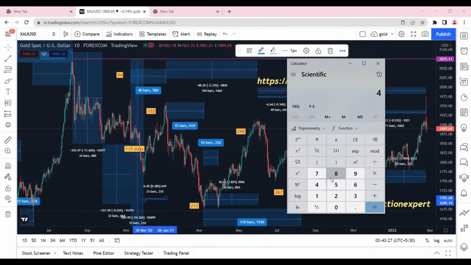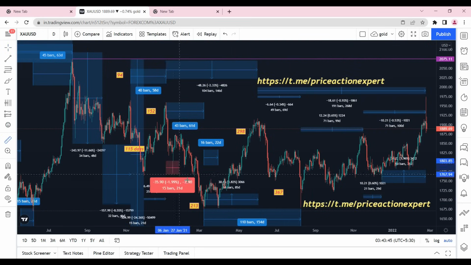So 48 divided by 37 is equal to 1.2972. Into 48 is equal to actually 62 days. From here to here, it's actually 61 to 62 days.